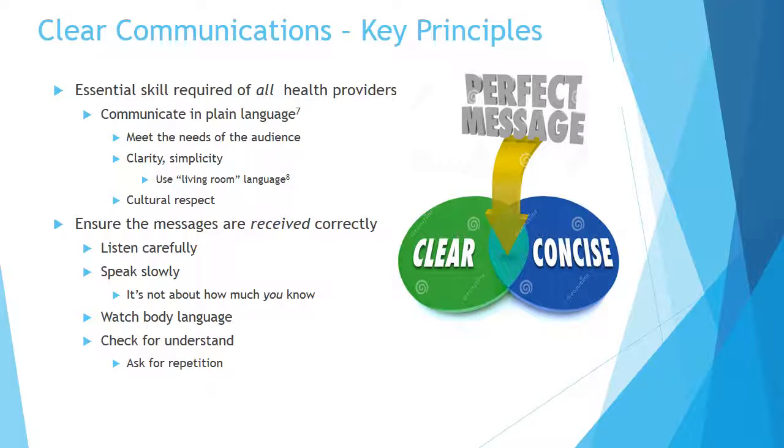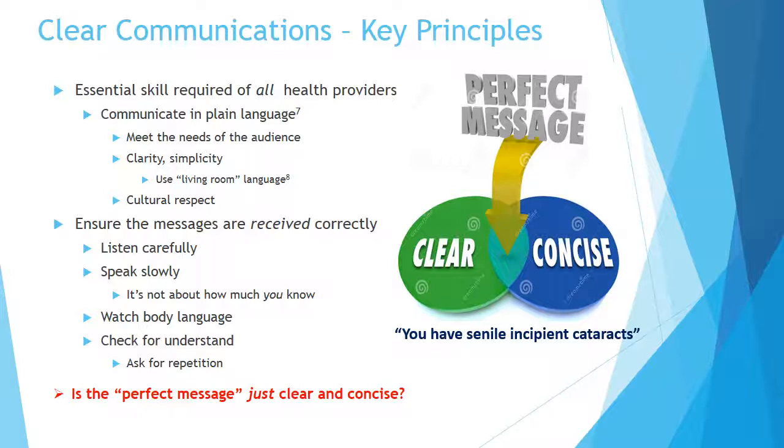So this graphic says the perfect message is the intersection between clear and concise. Is really the perfect message just clear and concise? So what would be wrong with that? Okay, so here's an example of what I think is clear and concise. What do you think is wrong with it? You have senile incipient cataracts. Oh, that's clear. Perfectly concise. What's wrong with it?